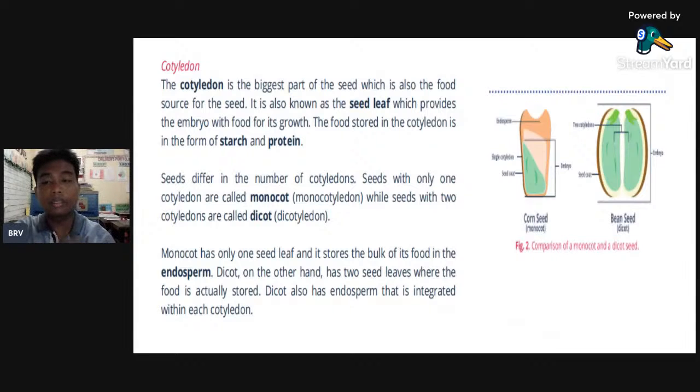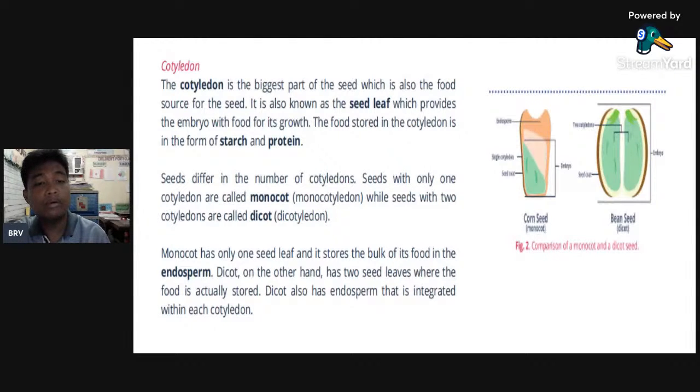Next, cotyledon. The cotyledon is the biggest part of the seed, which is also the food source for the seed. It is also known as the seed leaf, which provides the embryo with food for its growth. The food stored in the cotyledon is in the form of starch and protein. Seeds need food to grow and to store energy. And seeds differ in the number of cotyledons.